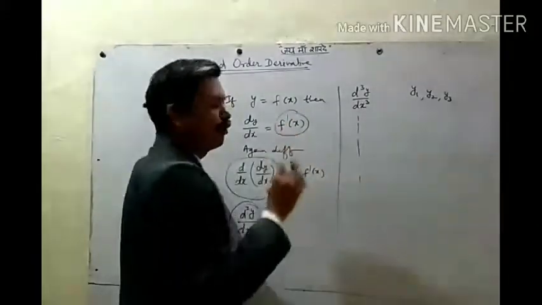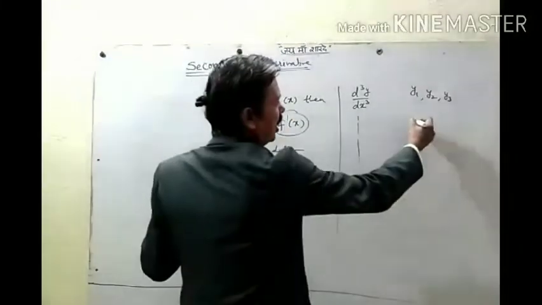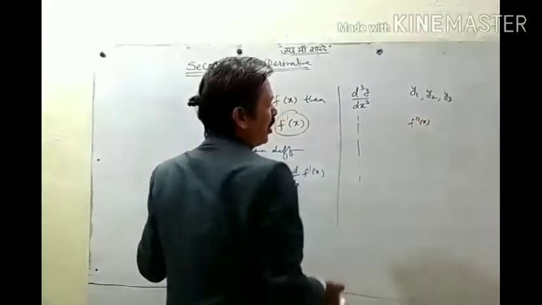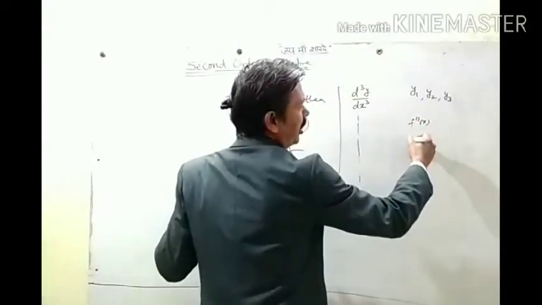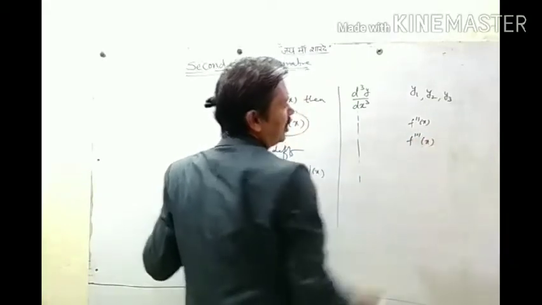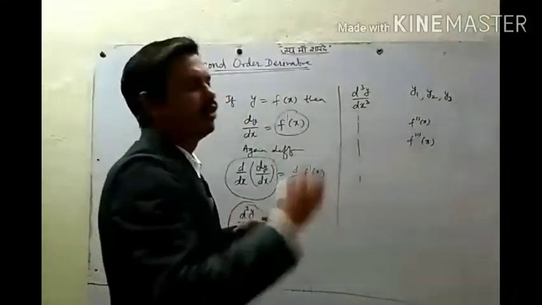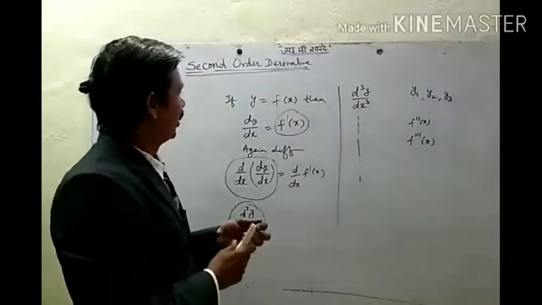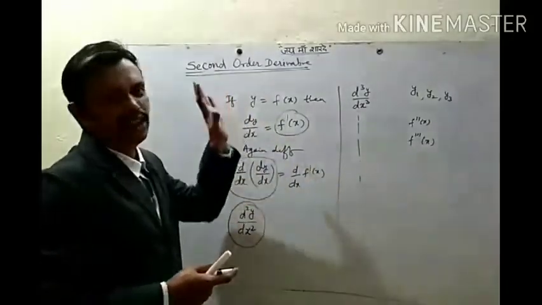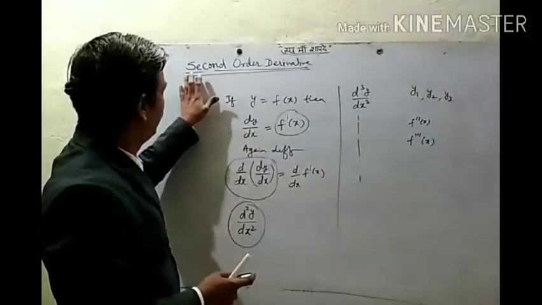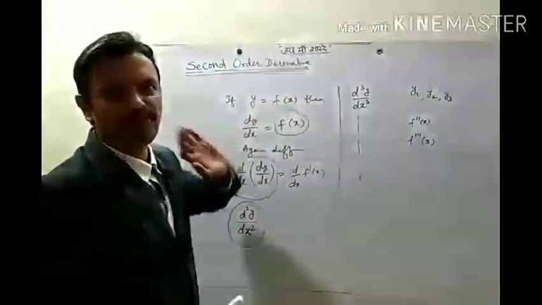F dash of x is called the first derivative. Then f double dash of x is called the second order derivative. F triple dash x is called the third order derivative. So in this section we will see second order derivatives only. In our syllabus we have derivatives up to second order.